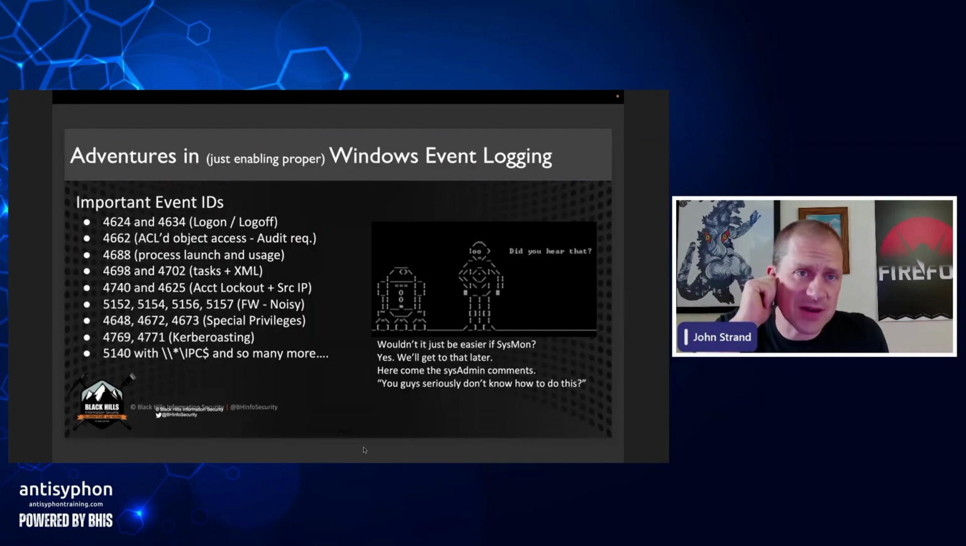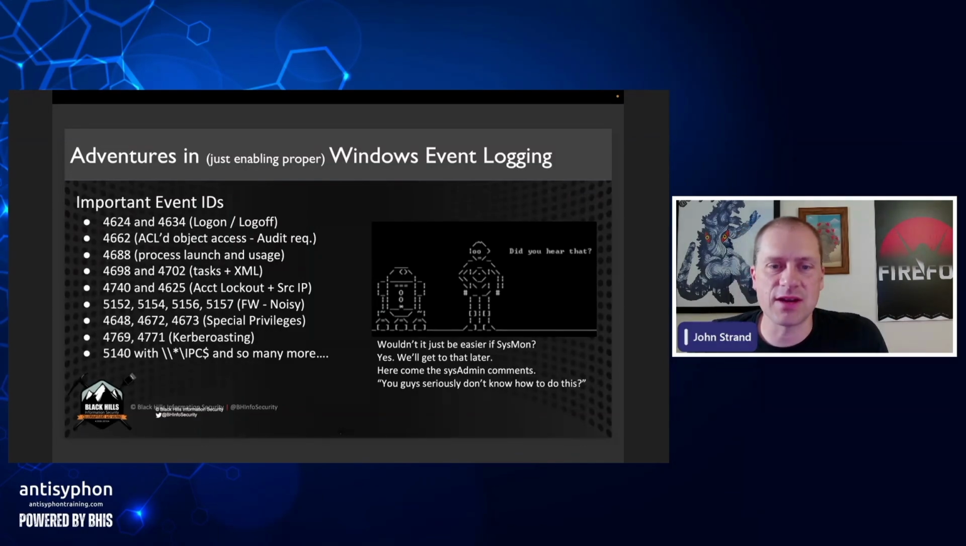When we left off last class, we were talking about the core event IDs that are required to be able to identify a lot of different types of attacks. These are them. You're looking at general event IDs for log on, log off, ACL objects, process launch and usage. You have a number of them that are utilized for a variety of different attacks. But once again, the problem with looking at this is it's not everything.